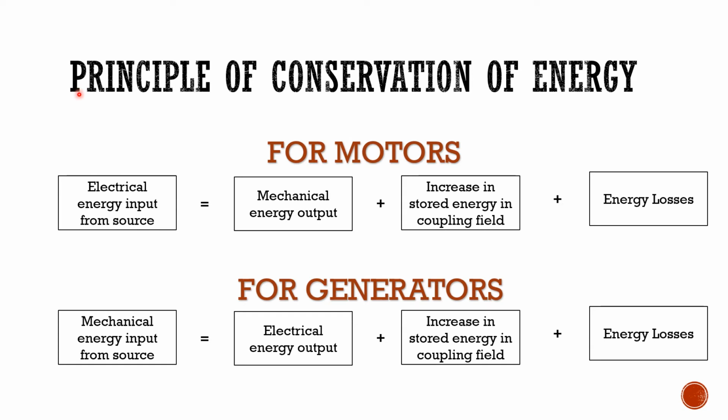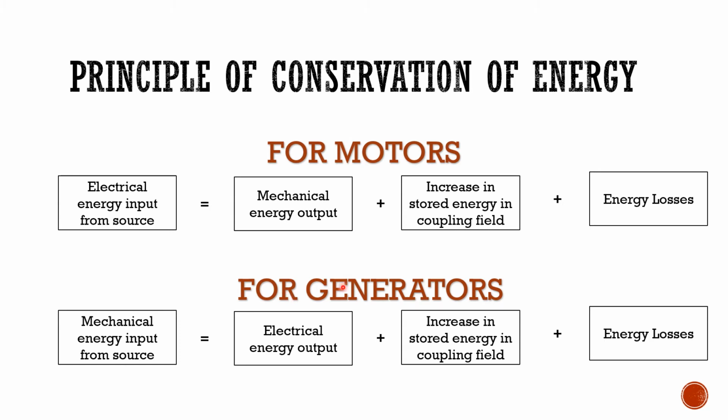We have to follow a simple principle, and the principle is the conservation of energy. For example, for motors, we have electrical energy input from a source equals mechanical energy output plus an increase in stored energy in the coupling field plus energy losses. We know there are going to be some losses. Some of them we're going to neglect, some of them we're not even going to care about, but some of them are important to us, and we're going to calculate them later on in the course.